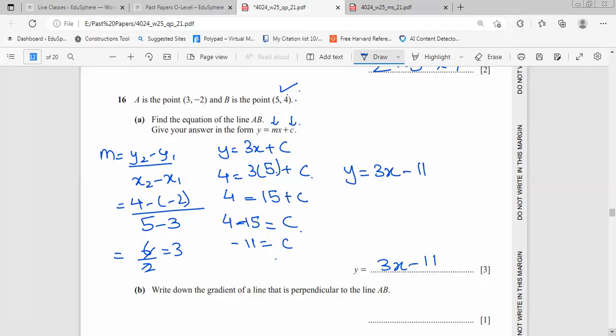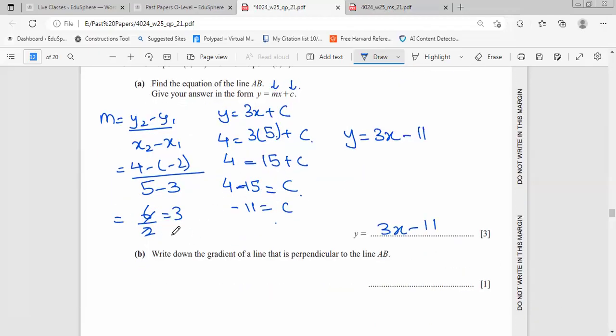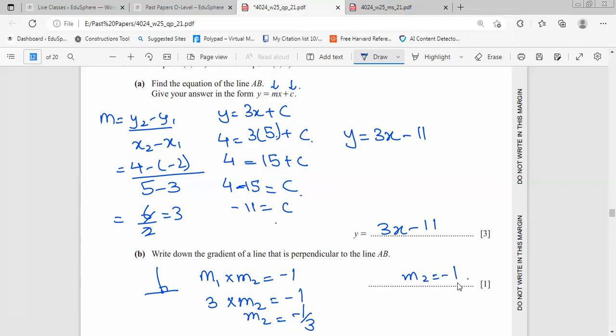Write down the gradient of a line which is perpendicular to the line. The line has a gradient of 3, and if there is another line perpendicular to this line, there is a property that if two lines are perpendicular, the gradient is the opposite and the reciprocal also. Through a formula, m1 into m2 equals minus 1. If m1 is given as 3, then m2 for the perpendicular line will be minus 1 by 3. So here the gradient is minus 1 by 3.